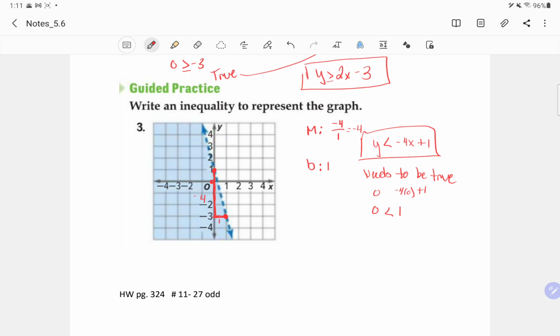Okay. From there, I plugged all that information in. I plugged in my m, and I plugged in my b. I just needed to figure out what my symbol was going to be. I knew I wasn't going to have an or equal to sign because I have a dotted line. So I was just looking for greater than or less than. I knew it had to be true because I shaded the side that the origin was on. So when I plugged in the origin, I ended up with a 0 and a 1 on either side. And for that to be true, 0 is less than 1. So it was a less than sign that went there.